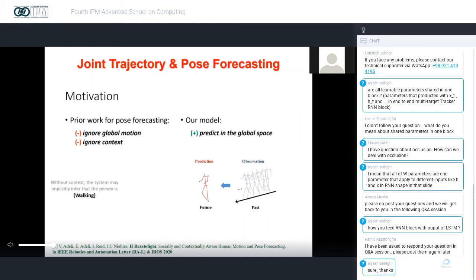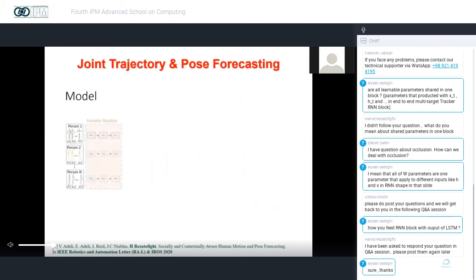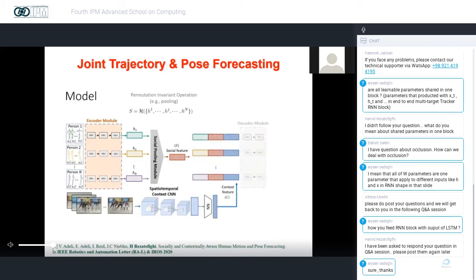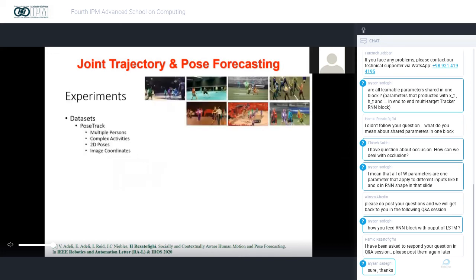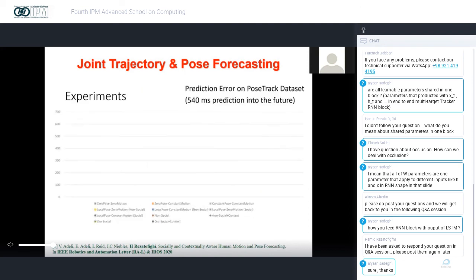Another thing we try to formulate in this paper is that pose forecasting cannot be independent from the scene context and the other people in the scene, their postures. So we have a model to learn a joint representation of the skeletons of the people in the scene, encoding this scene context into a feature representation before decoding it. We also provide a way to do joint learning between motion and pose.